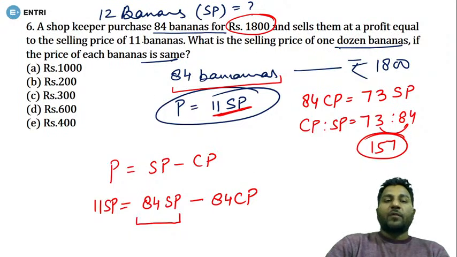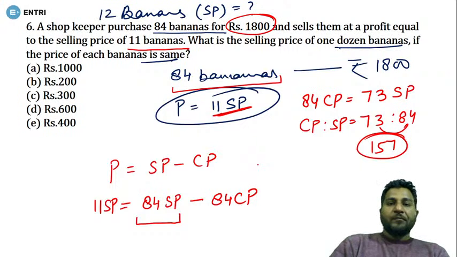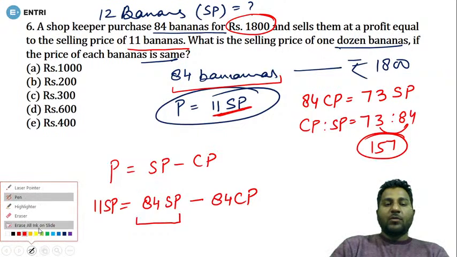Sells at a profit equal to the selling price of 11 bananas. Remember? So what is the selling price of 1 dozen bananas? Simple. 300. Okay, let me check. That means we need to find, so come on, tell me how you are going to solve this one. 300? I don't think so.